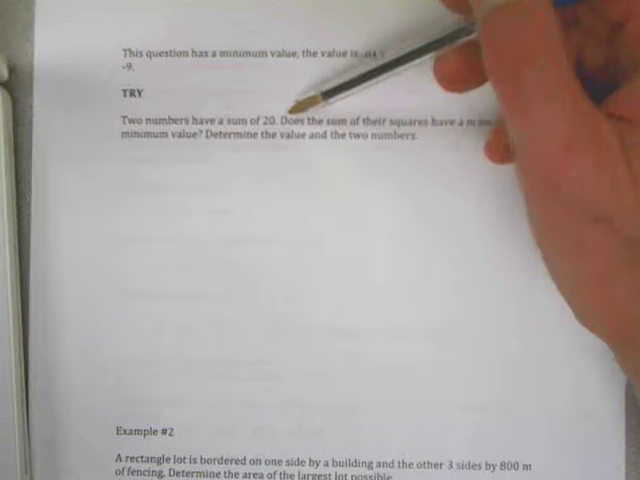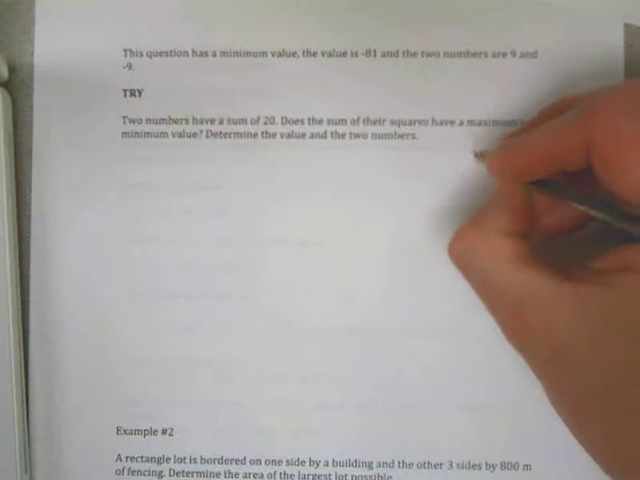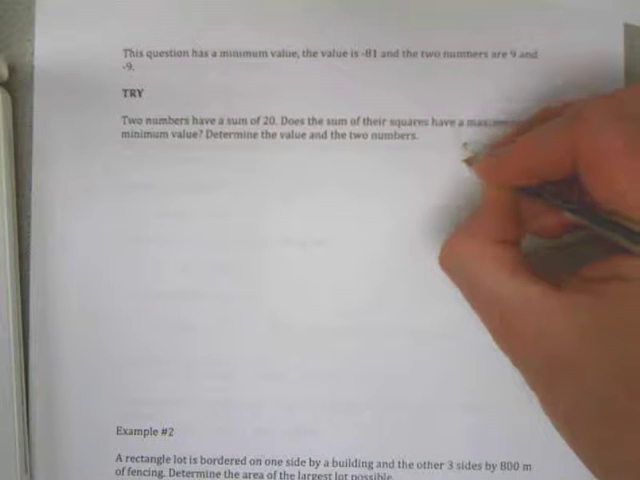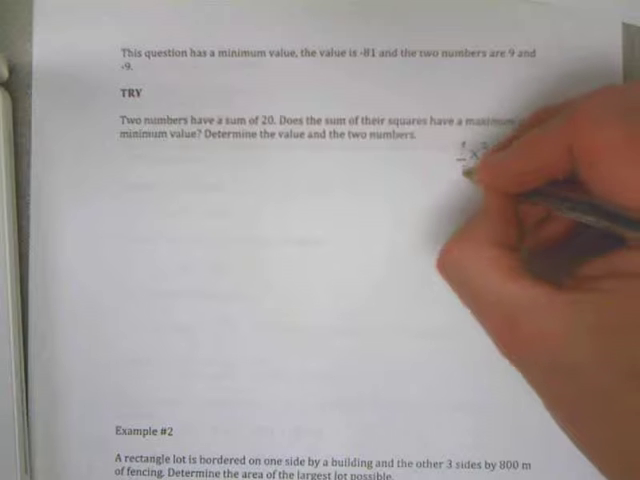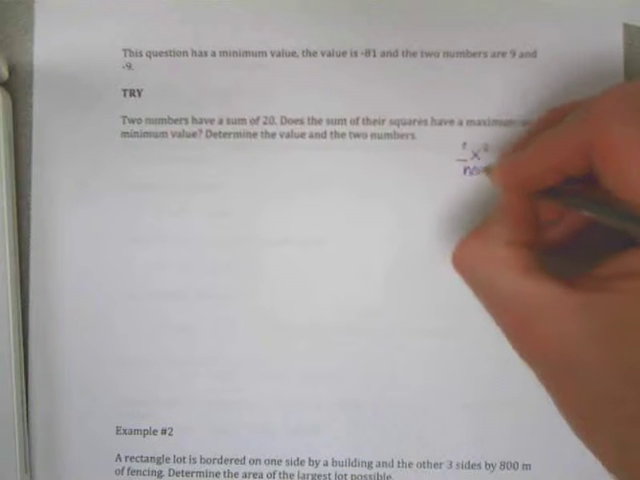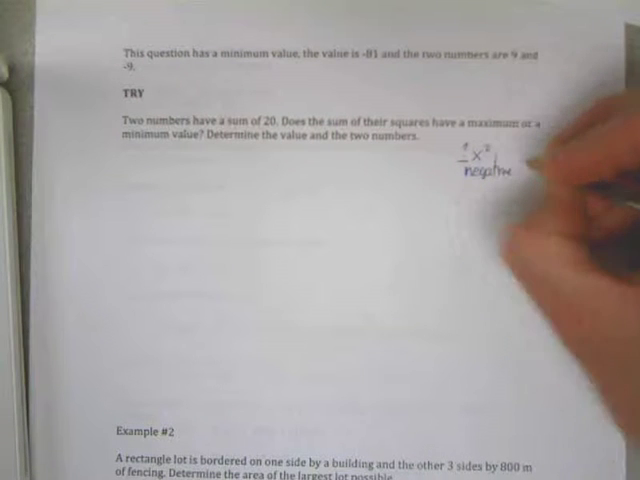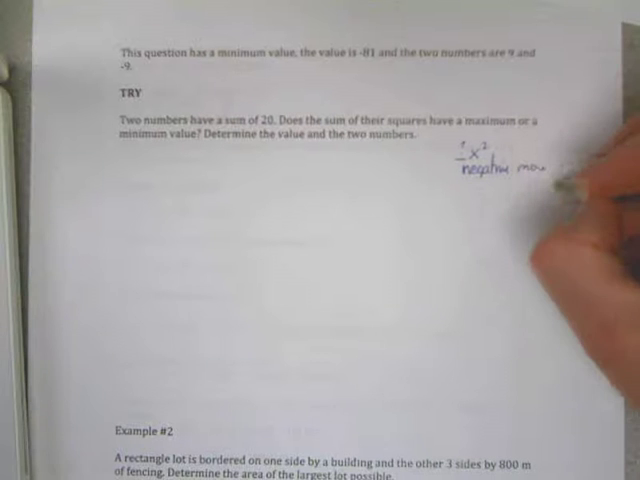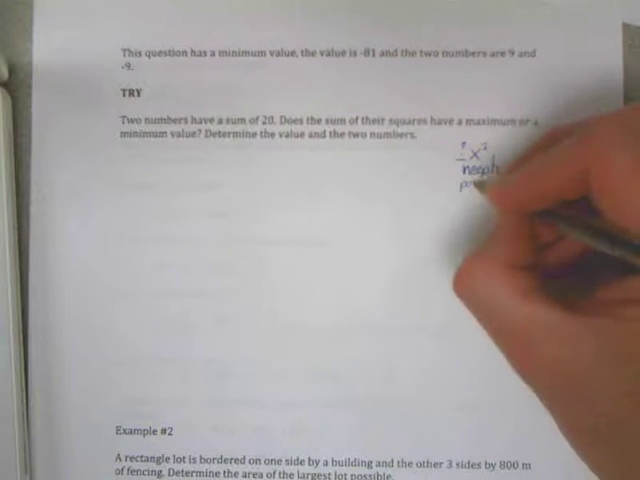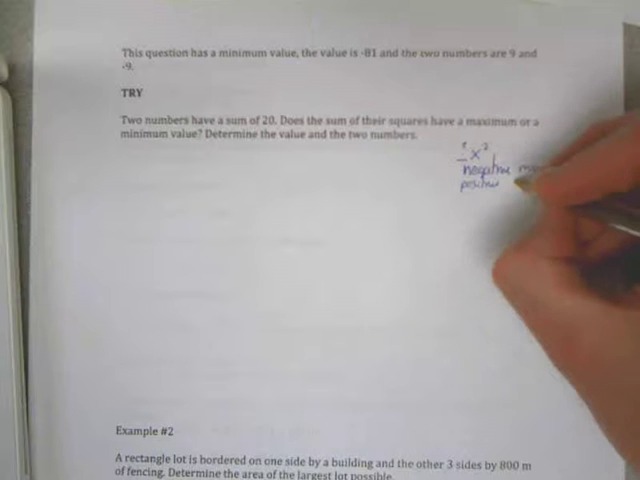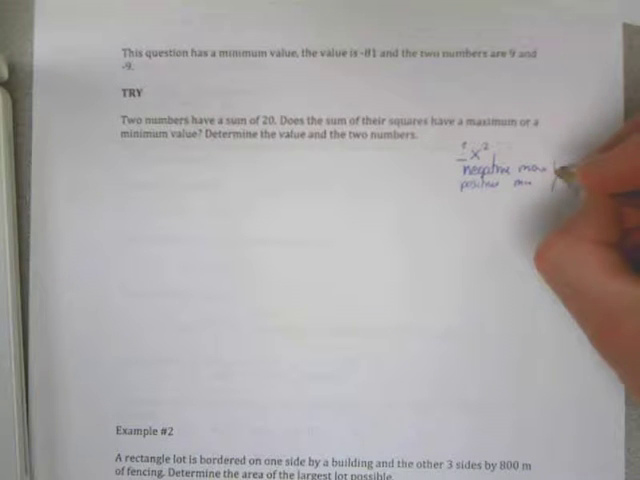For this equation, we're going to look at two numbers that have a sum of 20. Does the sum of their squares have a maximum or minimum value? When we talk about maximum or minimum value, we're talking about that x squared number here. If it's a negative, that means it will have a maximum because it'll go like this. So that's the highest it can go. If it's a positive, that means it's going to have a minimum because it's going to go underneath and go up. So that's what we want to determine.